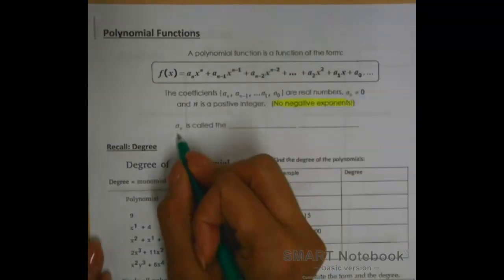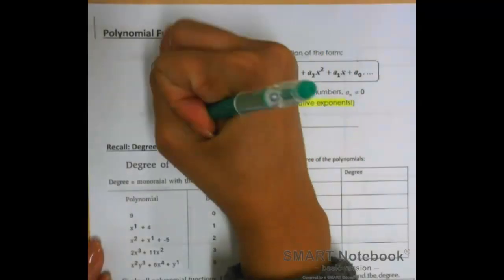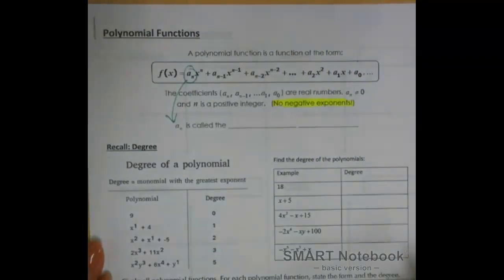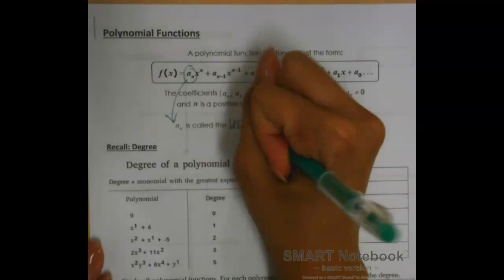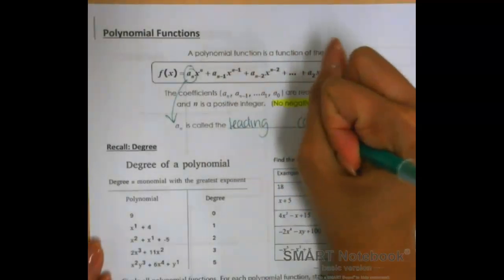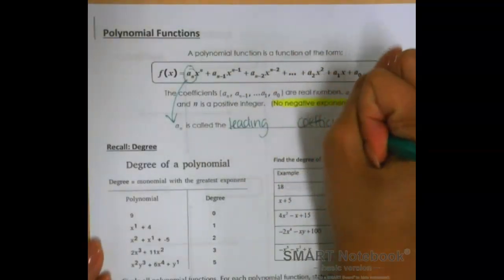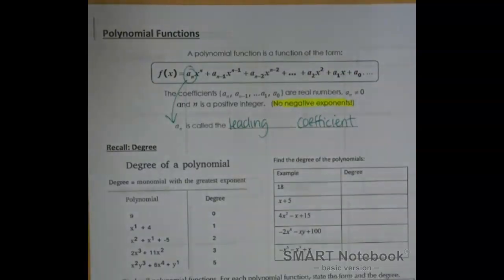The next part is a sub n. A sub n is this guy in the very front of your equation. This is what's called a leading coefficient. You've seen a leading coefficient before. The leading coefficient is in front of your variable with the highest exponent.